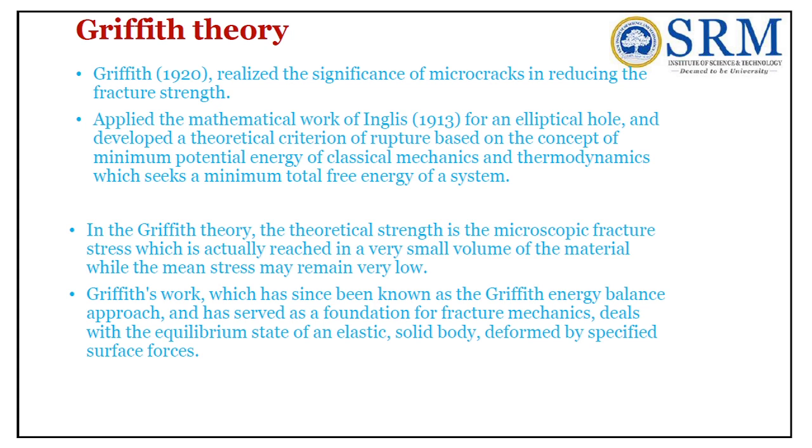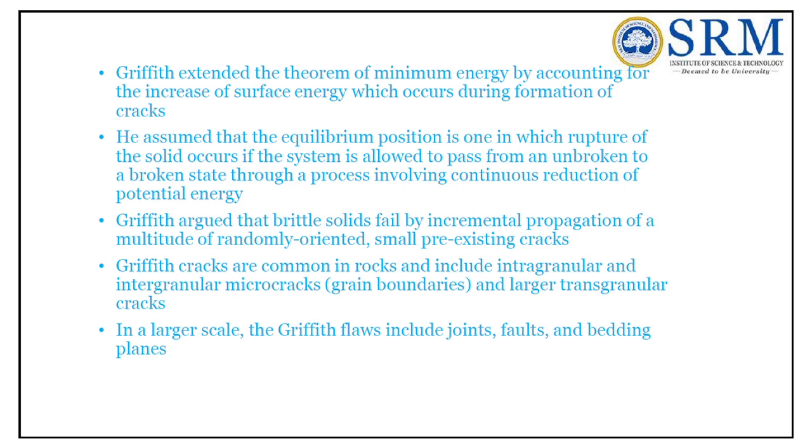Griffith realized the significance of microcracks in reducing the fracture strength. He applied the mathematical work of Inglis in 1913 for an elliptical hole and developed a theoretical criterion of rupture based on the concept of minimum potential energy of classical mechanics and thermodynamics, which seeks a minimum total free energy of a system. So in Griffith theory, the theoretical strength is the microstructural fracture stress, which is actually reached in a very small volume of the material, while the mean stress may remain very low.